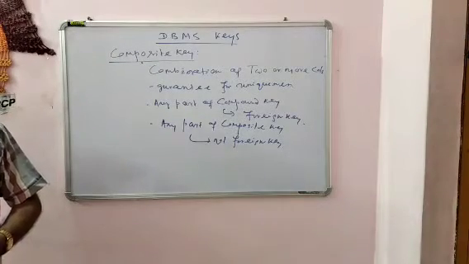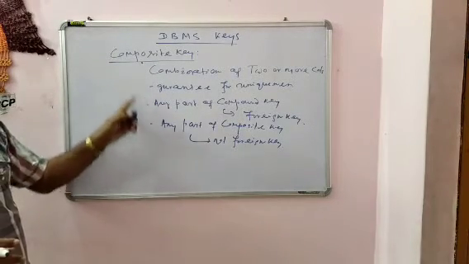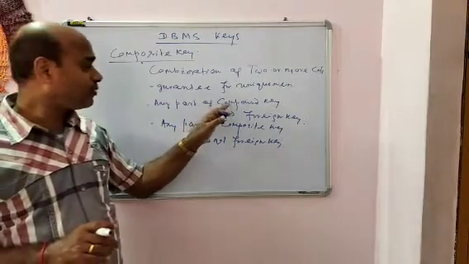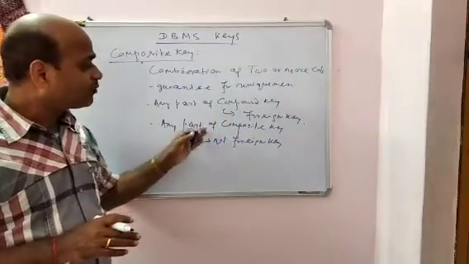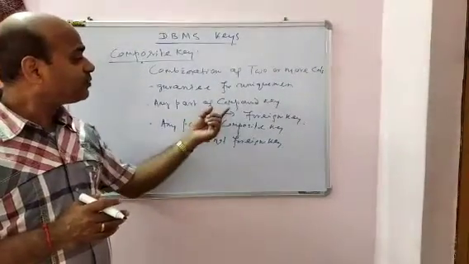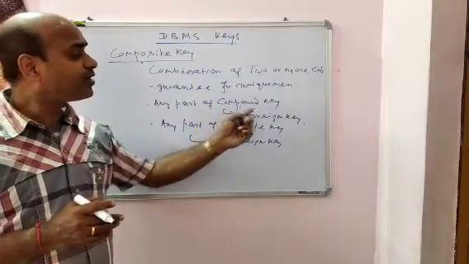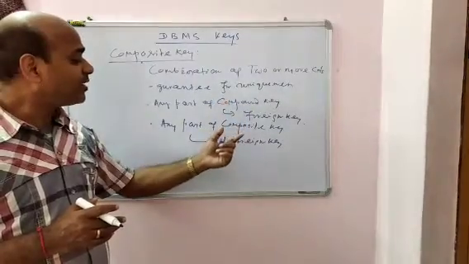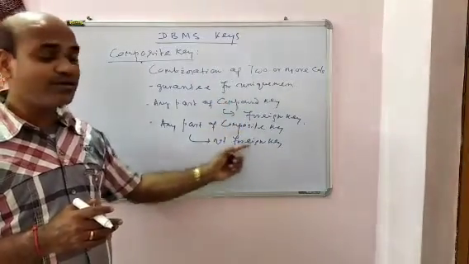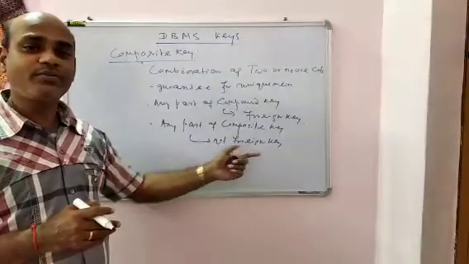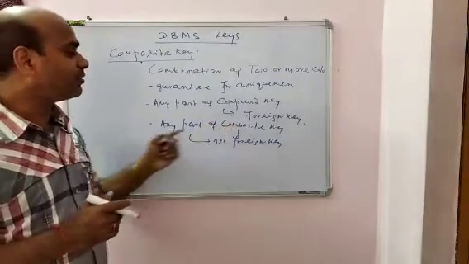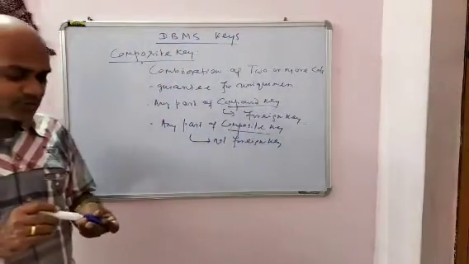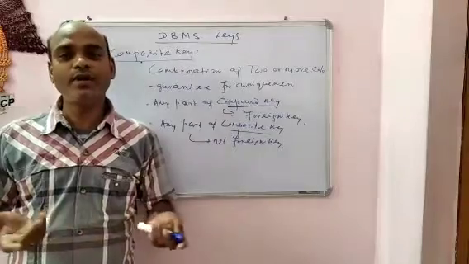We can see different examples in practice. Compound means more than one column, and composite means more than one column. If part of the key can be the foreign key of another table, that is the compound key. When part of the key cannot be the primary key of another table, it cannot be a foreign key. So this is the difference between compound key and composite key. You can see it in real life examples.